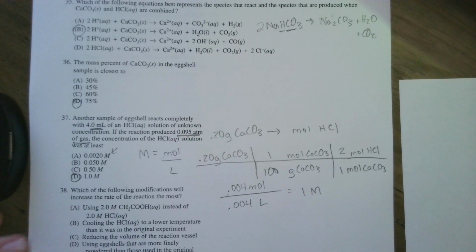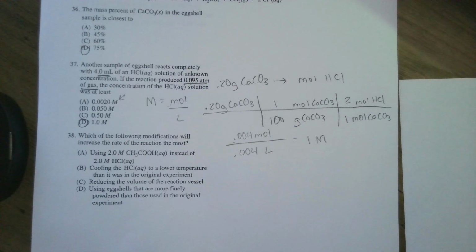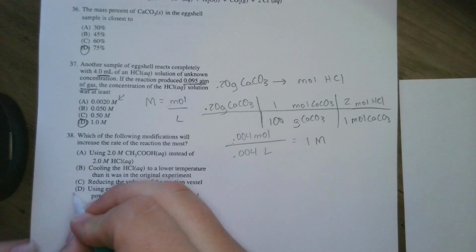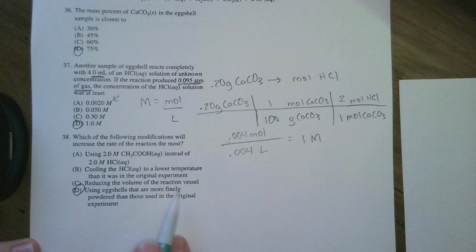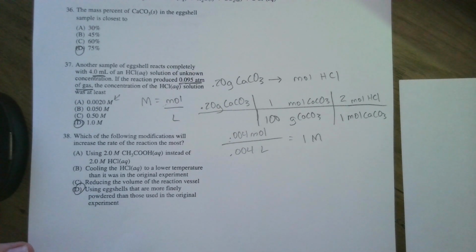So these problems are getting definitely more complex as we go here. 38. Which of the following modifications will increase the rate of the reaction the most? So I want to speed up my eggshell reaction with hydrochloric acid. We can think back to our lab we did with reaction rates with our Alka-Seltzer tablets. We want to speed up how fast they dissolve. A couple of ways to do that: you can make it super hot, you could stir it really fast, or you could crush it up super fine so that there's much more surface area. And that's the answer here, D. Using eggshells that are more finely powdered will speed up that reaction significantly.